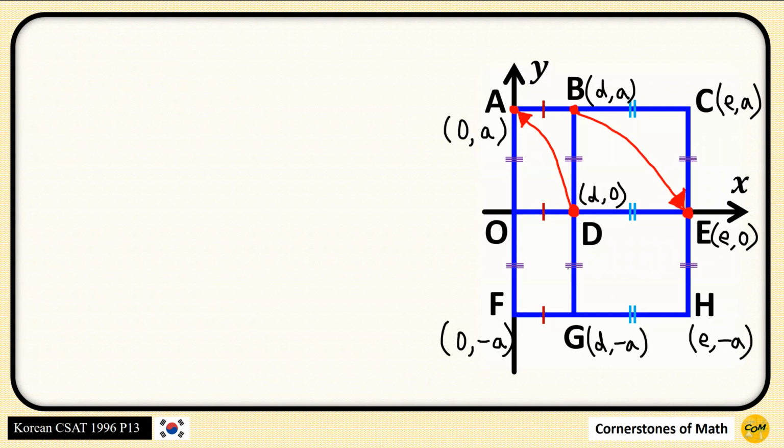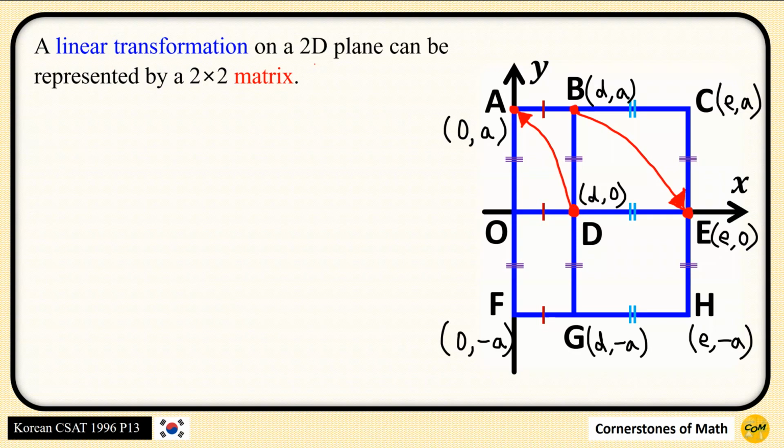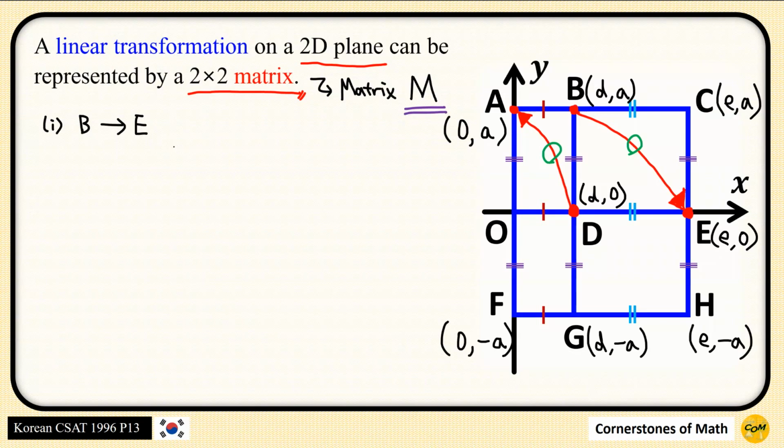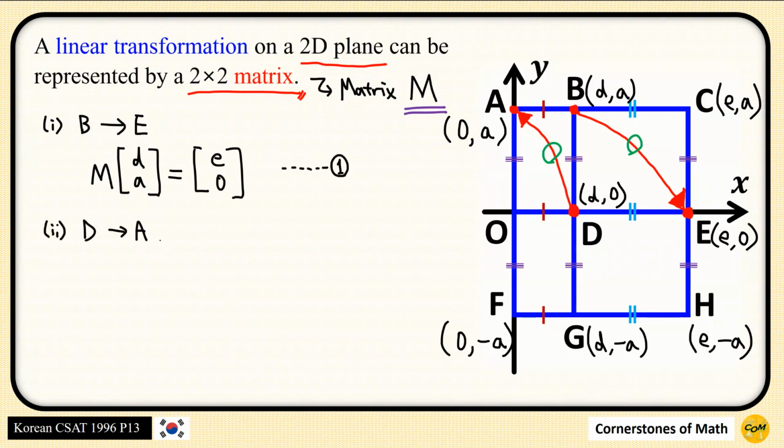Next, let us remind ourselves of one of the most important aspects of linear transformations. A linear transformation on a two-dimensional plane can be represented by a 2x2 matrix. So let M be the 2x2 matrix of the linear transformation given in the problem. Then we can set up equations from the given conditions. First, point B is moved to point E, so we have matrix M times the column vector (d, a) equals the column vector (e, 0). Next, point D is moved to point A, so matrix M times the column vector (d, 0) gives the column vector (0, a).